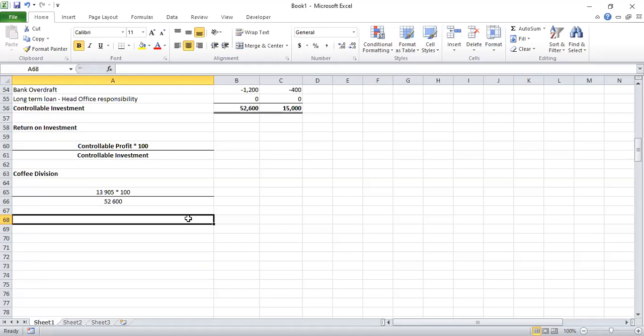$26.44. It's what? 26.4%. 26.4%. Thank you, guys.